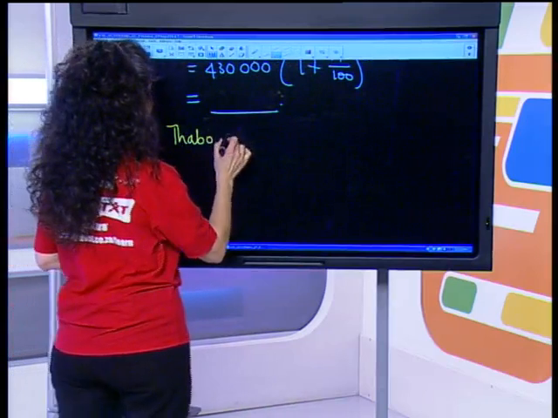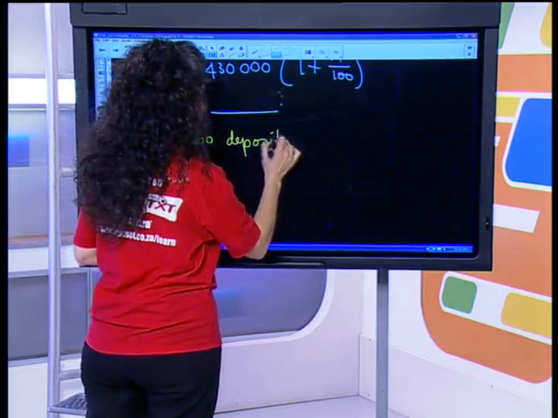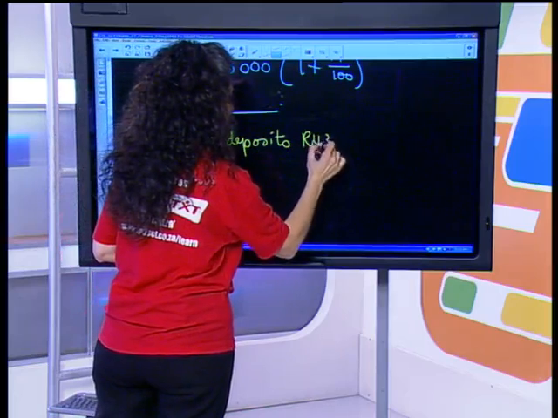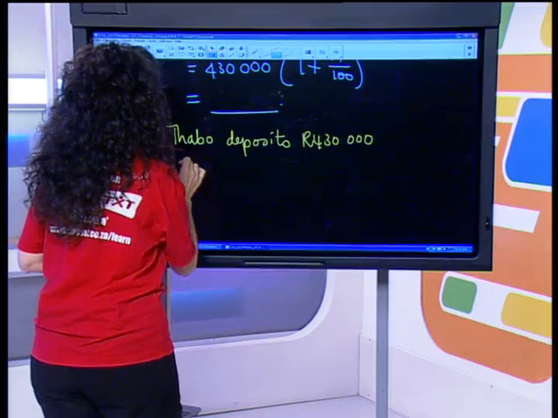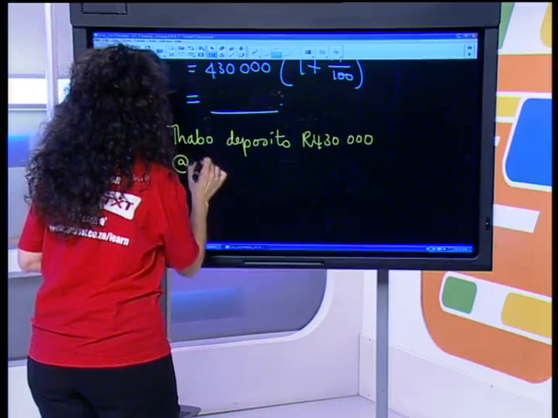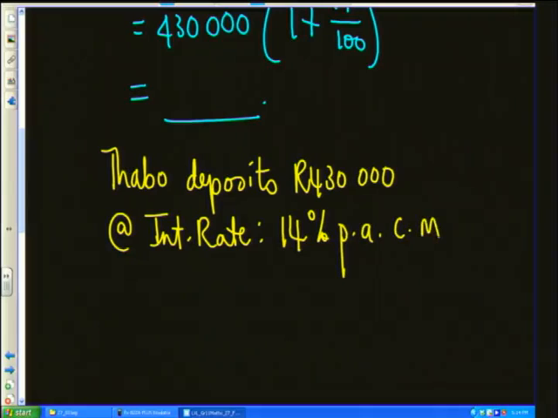So I'm going to just add on Thabo's deposits the same amount, but at the interest rate of 14% per annum compounded monthly.